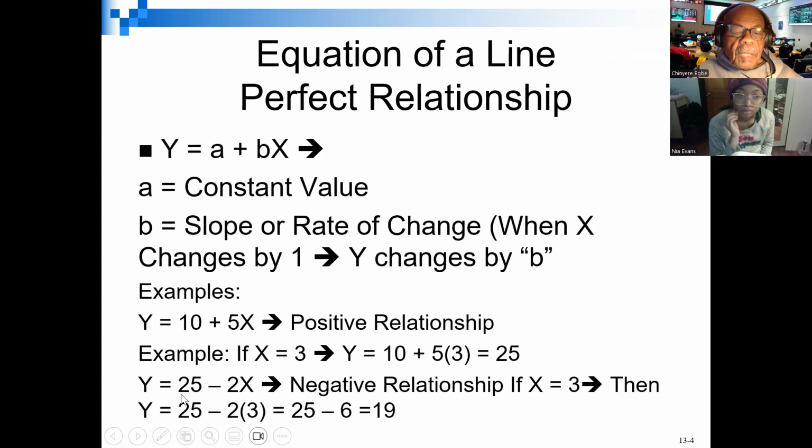Now, suppose you have a negative relationship, okay? And Y is equal to 25 minus 2X, which is negative. So when X is 3, then Y is 25 minus 2 times 3, which is equal to 19.